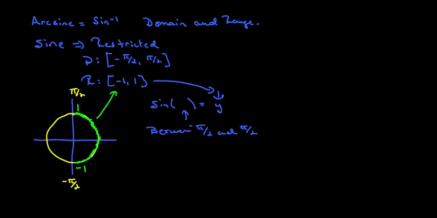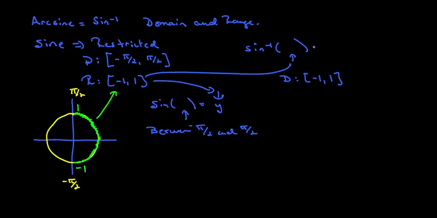So now when we reverse the process, the arcsine, or the inverse sine, is going to input a number between -1 and 1. So its domain, it'll take all numbers between -1 and 1, it'll input them, and it will output, or its range, will be from -pi/2 to pi/2.